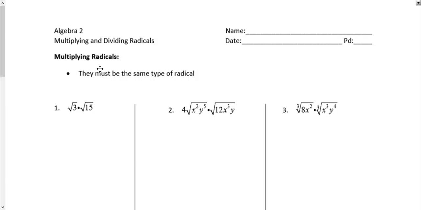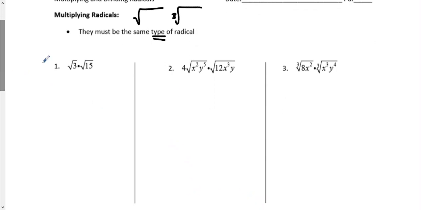When we are multiplying radicals, again, remember radicals are just that square root sign or cube root or fourth root. That's our term for radical. They have to be the same type, meaning both have to be square roots, both have to be cube roots, both have to be fourth roots. They have to be the same. So looking at our examples, number 1, both are square roots. Great, so we can move on.